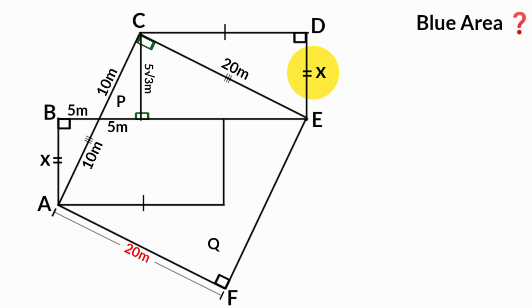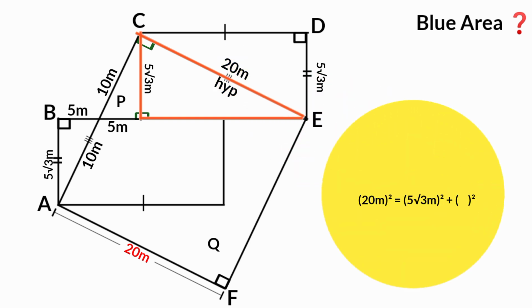Which applies also to this and this side here. Now from this triangle also, this is the hypotenuse. So if we use the Pythagorean theorem, 20 meters all squared equal to 5 root 3 meters all squared plus, let's say, p squared. 20 meters all squared is 20 meters times 20 meters, which is 400 meters squared.